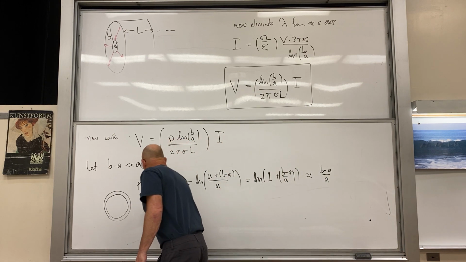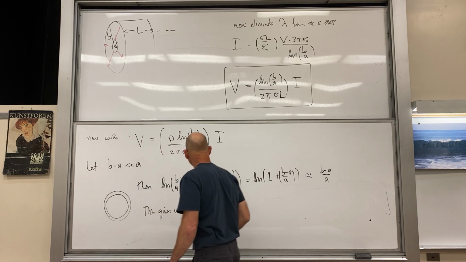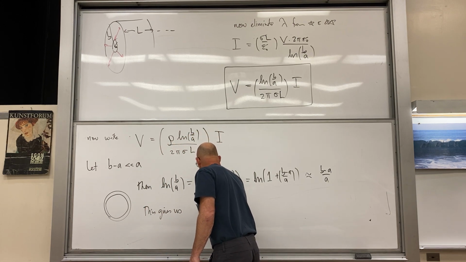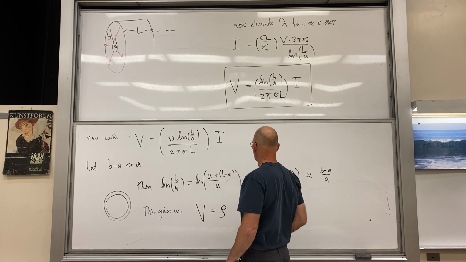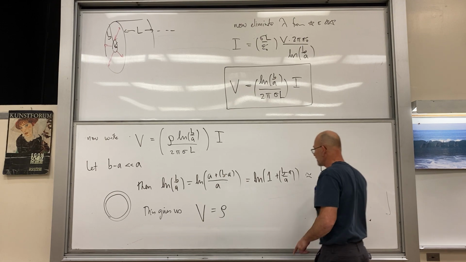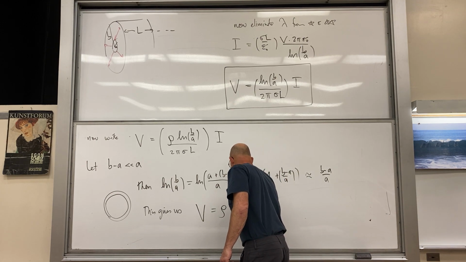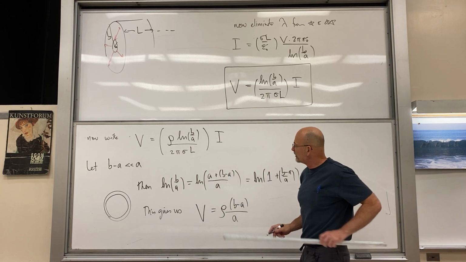So this gives us an interesting expression. Now we have V equals rho times the natural log of B over A, which is now turned into B minus A over A.